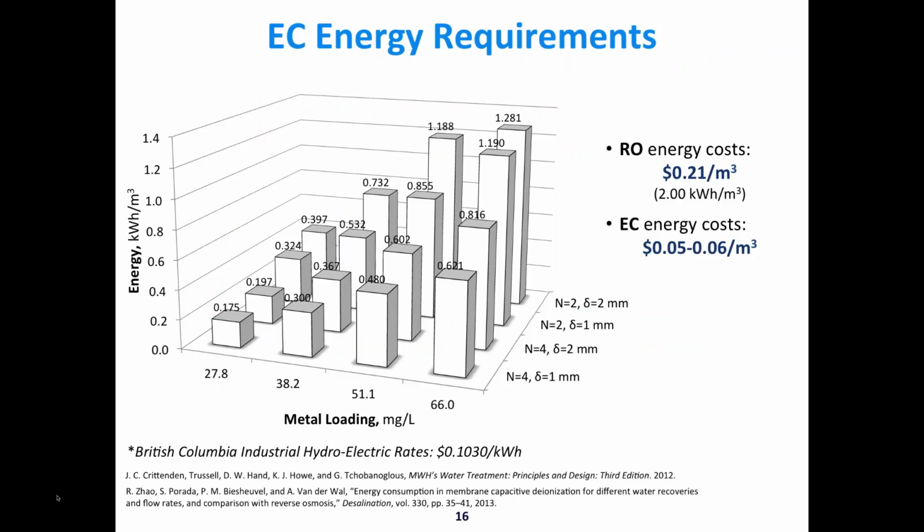Now, considering some energy requirements, I'll highlight two of the conditions that were seen to have the highest reductions in both DOC and UV absorbance. The energy is described by kilowatt hours per cubic meter of water treated, and you can see that the best conditions were operating at about 0.5 to 0.6 kilowatt hours per cubic meter of water treated. Using British Columbia industrial hydroelectric rates, this amounts to about 5 to 6 cents per cubic meter.